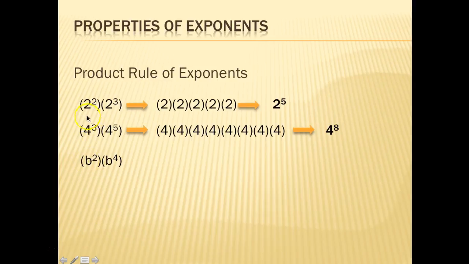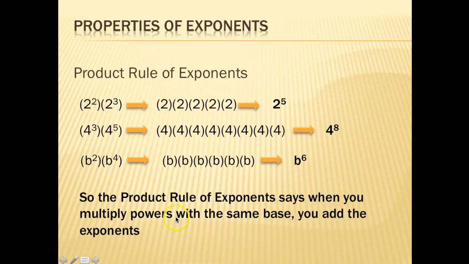B to the second power. Remember, variables work just like our numbers. B to the second power times B to the fourth power. There's B to the second. There's B to the fourth. B to the sixth. So let's look at our 2 and 3, we got 5. Look at our 3 and 5, we got 8. Look at our 2 and 4, we got 6. You can probably figure the rule to be. So the product rule of exponents says, when you multiply powers with the same base, you actually add the exponents.